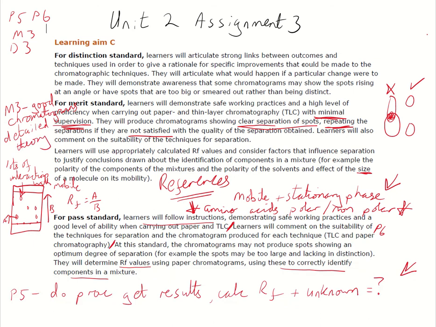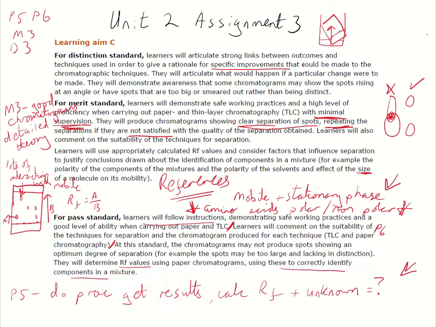Now, distinction. Strong links between outcomes and techniques used in order to give a rationale for specific improvements that could be made to the chromatographic techniques. So this is within chromatography. There's all sorts of things that you could do wrong. So for example, I could have the paper on a slant there, in which case when the mobile phase is rising up, it's obviously starting this chemical off a lot quicker than this chemical. Same as if you were having a sprint, that's unfair if one of them goes first.